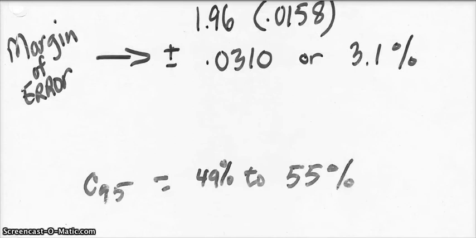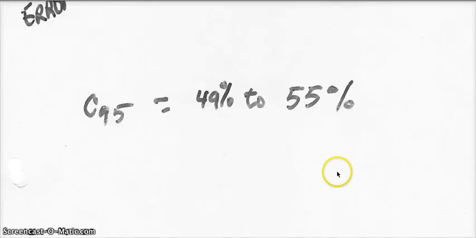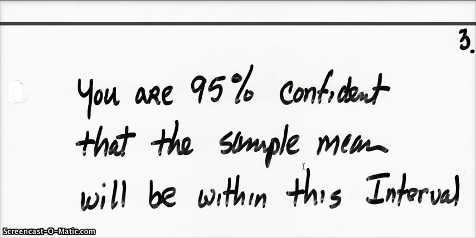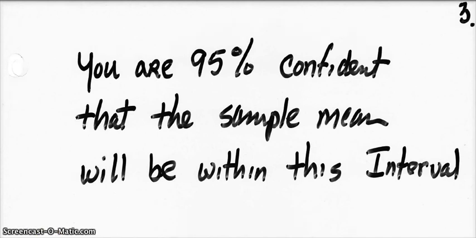Adding and subtracting 0.031 to the 0.52, you get 49 to 55% as your confidence interval. Based on this computation, we're 95% confident that the sample mean will be within this interval.